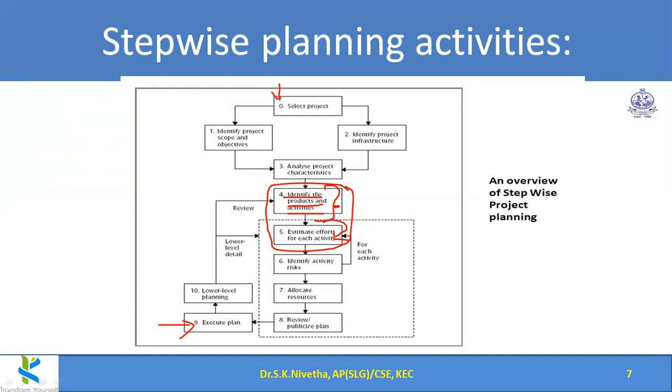Effort estimation generally can be done for the overall project, and then separately for each activity, so that we can cross verify whether the overall effort estimation is matching with the activity level estimation and it is summed up. So this is step 4 we can track here.